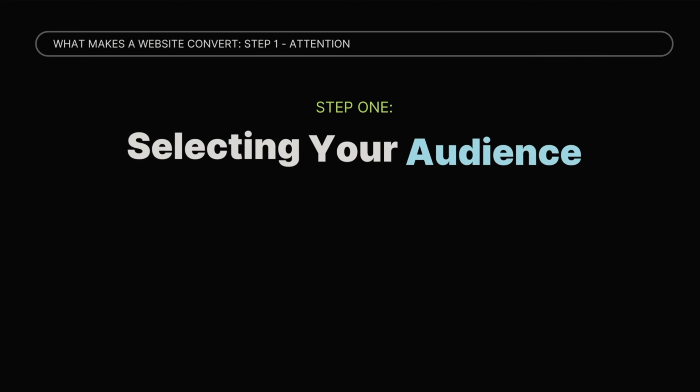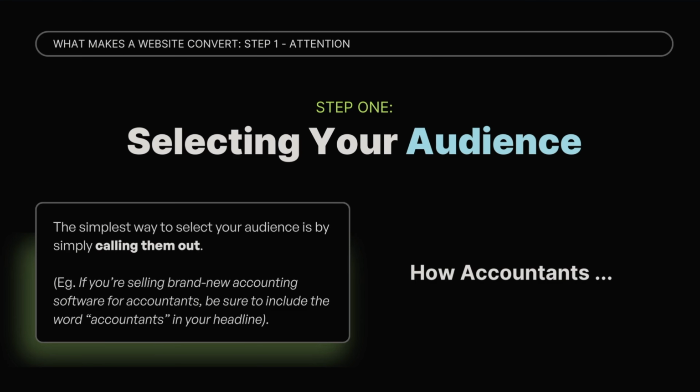Okay, let's proceed. I'm going to show you what I came up with step by step. Step 1 is selecting your audience. Selecting your audience can be as simple as calling them out. In this case, I just used the word accountant.